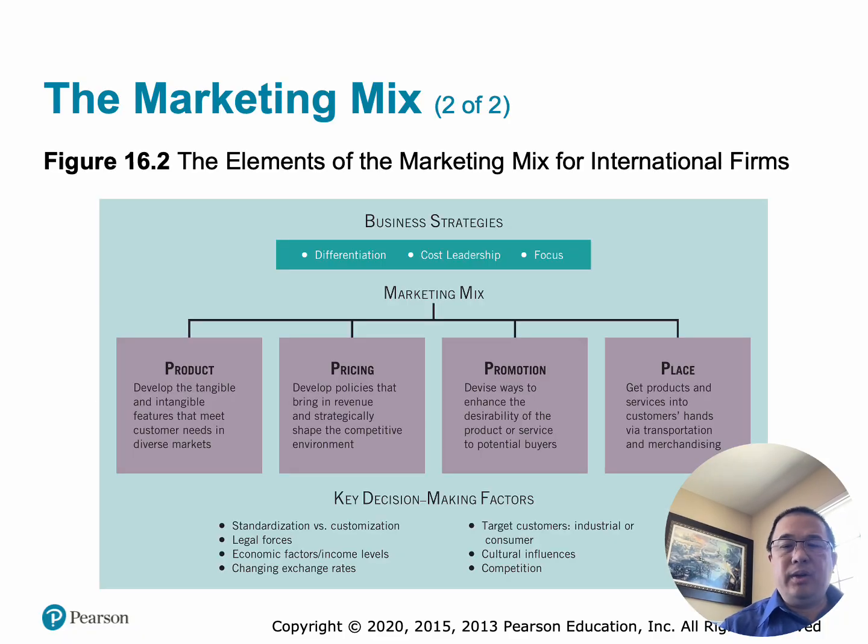This expands on the marketing mix, again the 4 P's, and shows how it connects to a company's overall business strategy in international markets. The key message is business strategy drives marketing decisions, and marketing decisions must be adapted to international market conditions. Number 1, business strategy comes first.